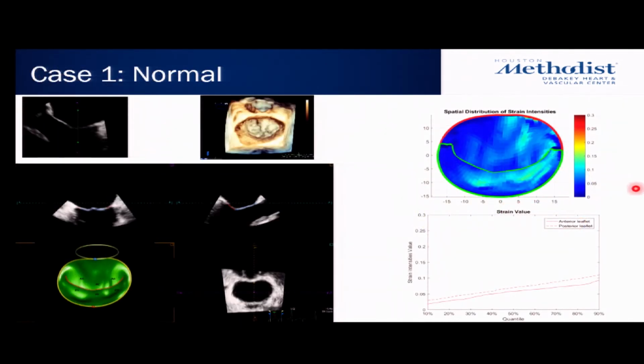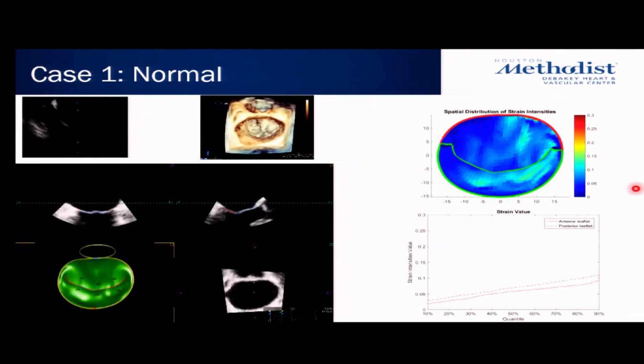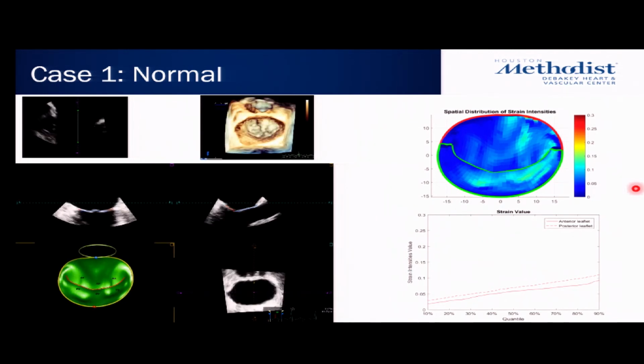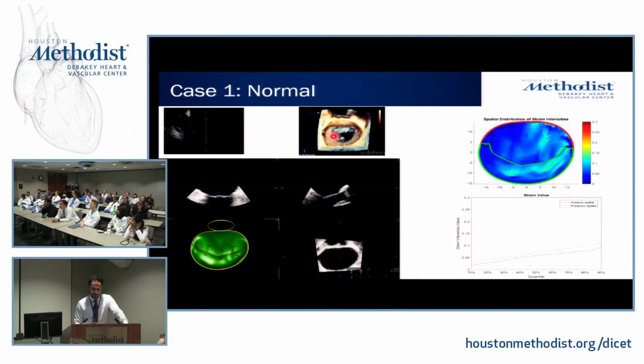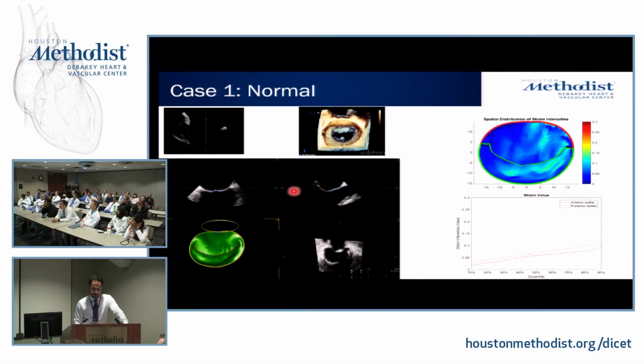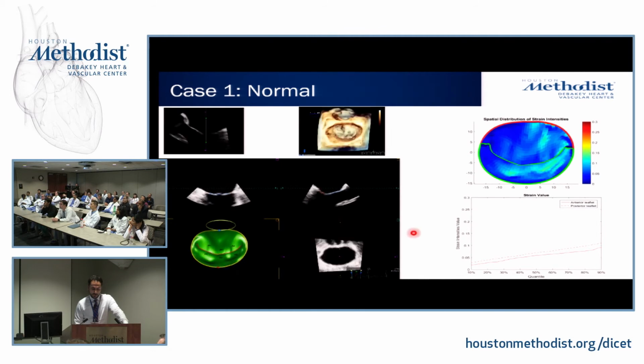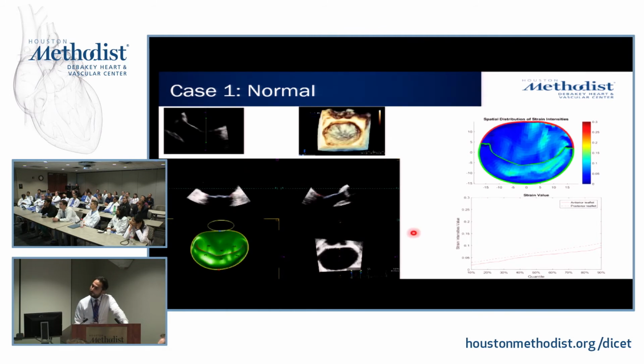Next, I'm going to show 5 cases, which will describe how we go from the initial 2D image until we get to the strain values. As you can see, this is the 2D image, the 3D image on TEE. The bottom video here shows how the software automatically tracks the leaflets, and it's showing only mid to end systole.